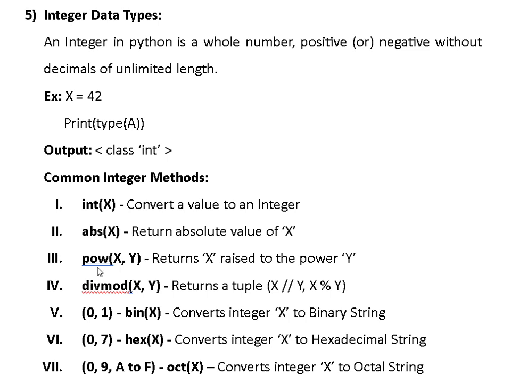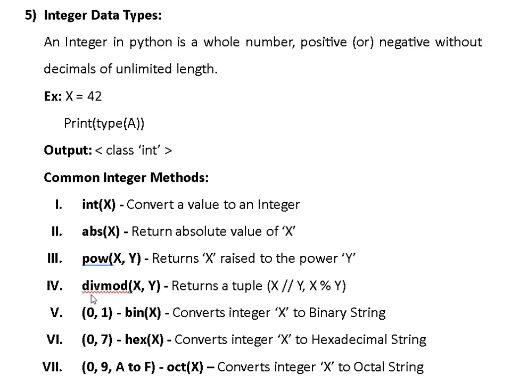Let's see the next step. Power of x comma y returns x raised to the power of y. So let's see here, if you take 2 and 3 in place of x and y, 2 power 3 is 8, that is the answer. So this is the power expression formula.